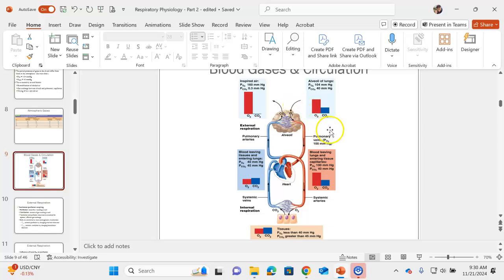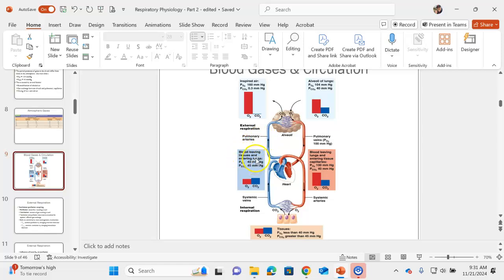Okay. Now, take a look at these numbers here. Okay. And these numbers here. All right. So these numbers here, PO2 of 104 and PCO2 of 40, are on the alveolar side. PO2 of 40 and PCO2 of 45 on the capillary side of that respiratory membrane. So let's focus on O2 for a second. So 104 on one side, 40 on the other.